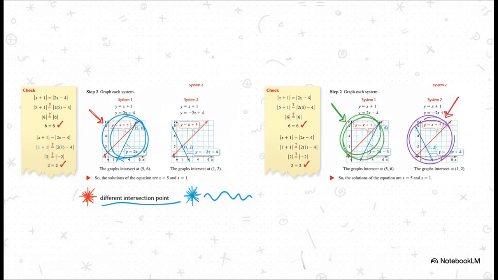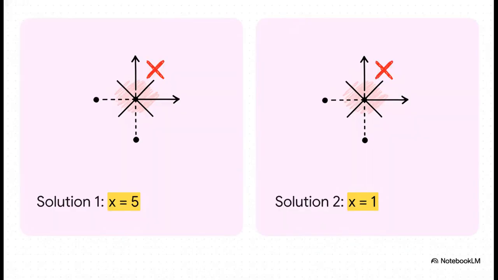This is the key, you guys. We're actually looking for 2 solutions this time. So let's pull the x values from those intersection points. From that first graph, we get our first solution, x equals 5. And from the second graph, we get our other solution, x equals 1. Wow! So one absolute value equation gave us 2 answers.